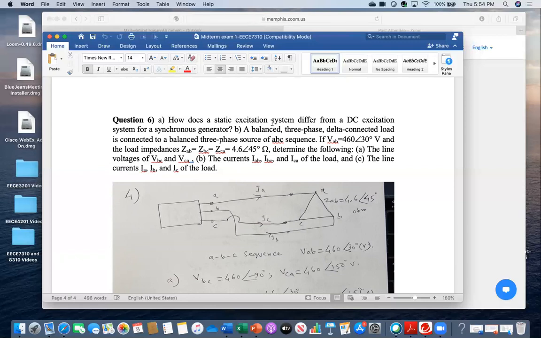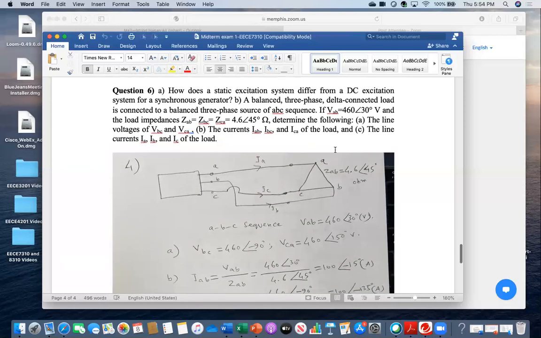So static excitation, as the name goes, means you are taking the output from the stator terminal, the static terminal. On the other hand, DC excitation means there is a small DC generator mounted on the same shaft as the magnetic field shaft. That is the difference.